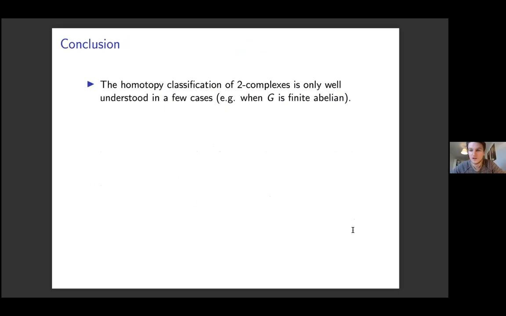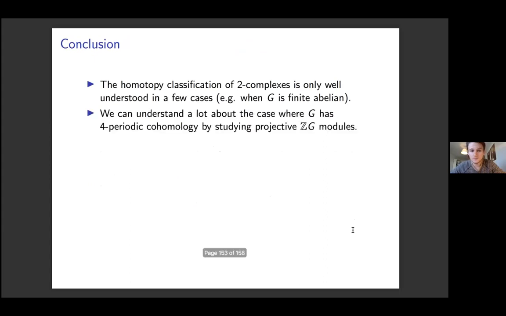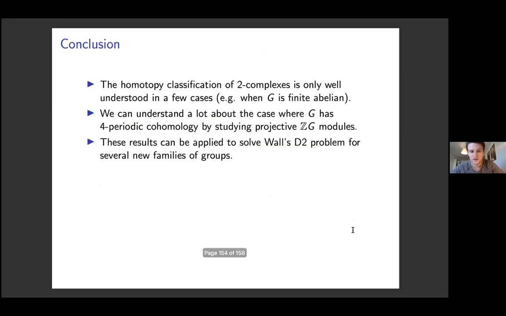So the first thing people should take away is that the homotopy classification of 2-complexes is only well understood in a few cases. So for example, when G is finite abelian. The second is that we can understand a lot about the case where G has 4-periodic cohomology by studying projective ZG modules. The third is that these results can be applied to solve Wall's D2 problem for several new families of groups. Maybe that's something I didn't point out very much, is that this is only really known in a few cases, a few families of infinite groups, but these results give you many different infinite families for which the D2 property holds.